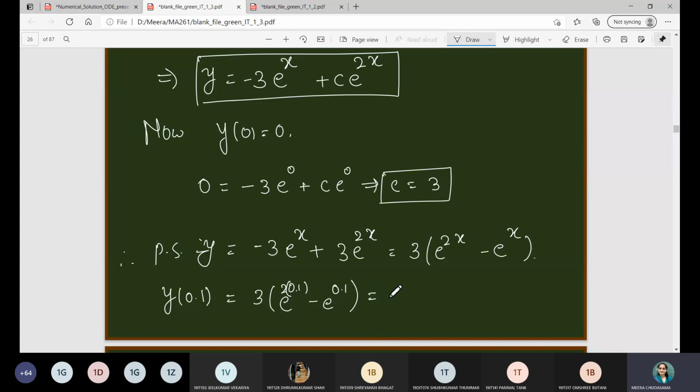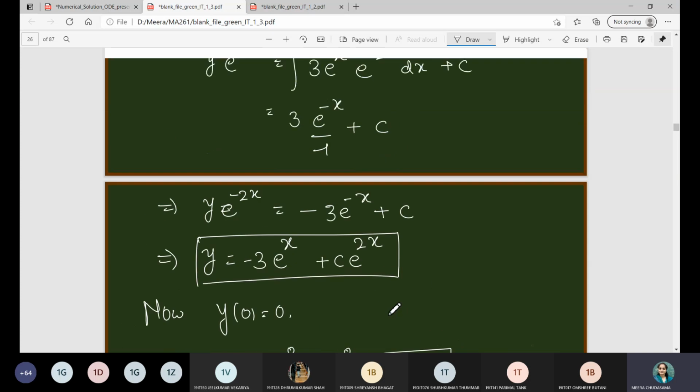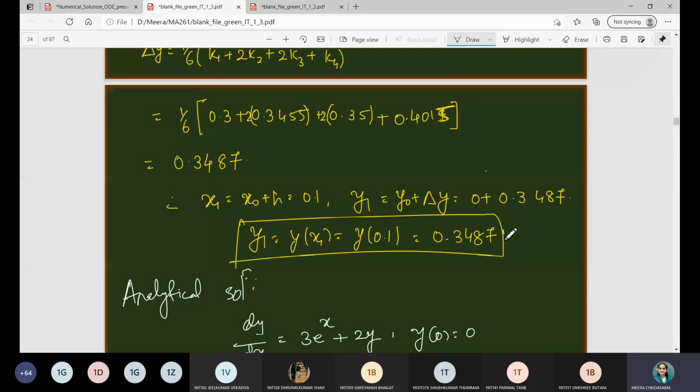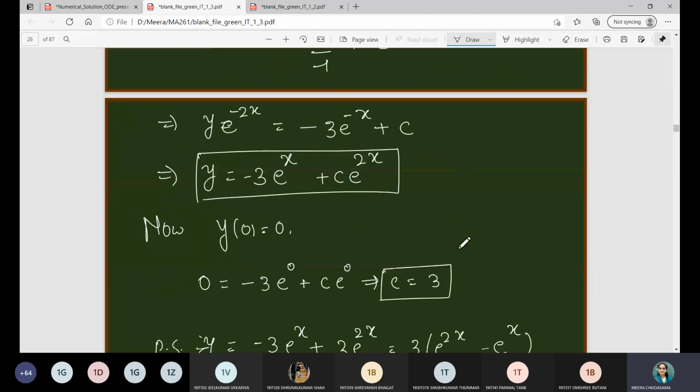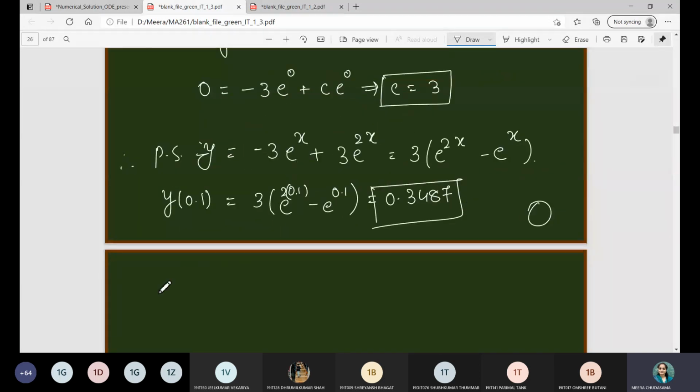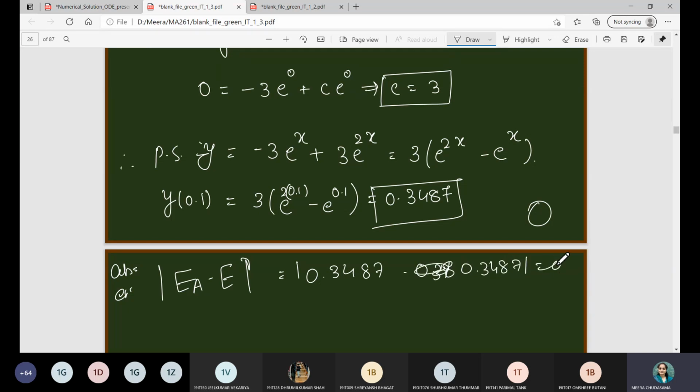0.3487. And now you can see the actual answer from the RK method of fourth order is also 0.3487. Therefore when you consider the absolute error, it will be 0. You can write the absolute error as given by this expression: 0.3487 minus 0.3487, which is 0.